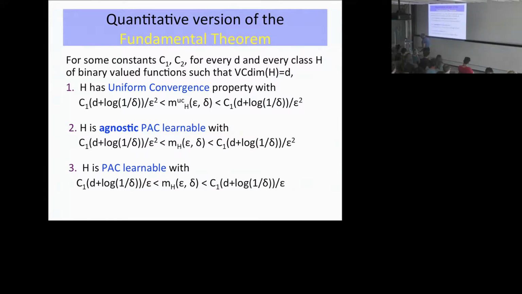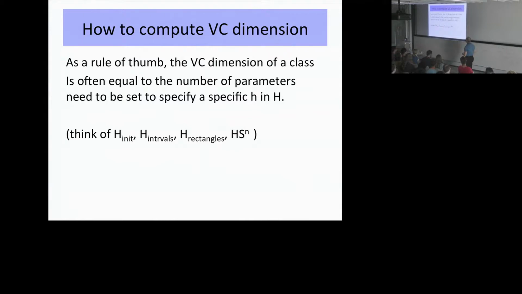Okay? So the conclusion is that the VC dimension is really an important parameter for learning. And how to compute the VC dimension? So let me just give you one rule of thumb. Of course, to compute the VC dimension for every different class is a challenge. We need to show a set of this size that's shattered. We need to prove that no larger set can be shattered. But there is a rule of thumb.